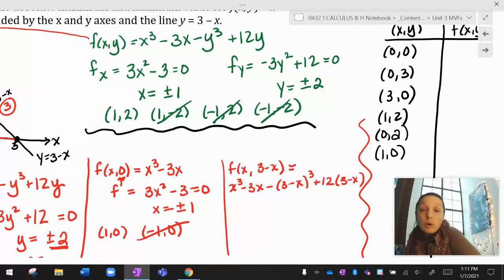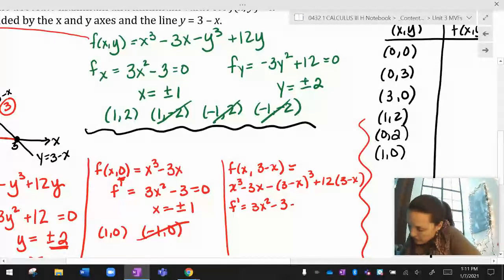It's an ugly one, but it's still a single variable function, so I'm going to take the derivative and set it equal to 0. So f prime would be 3x squared minus 3, minus (3 minus x) squared times negative 1, because of the chain rule. And then this would be 36 minus 12x. So really just a minus 12 at the end. And I'm supposed to set that equal to 0.